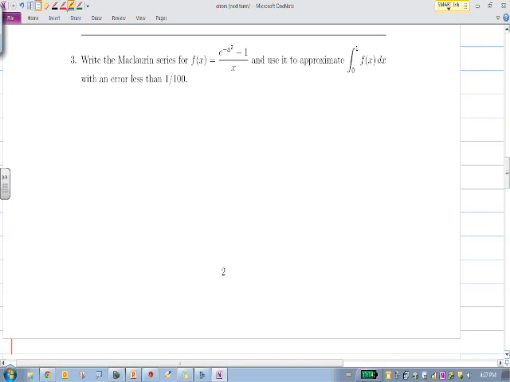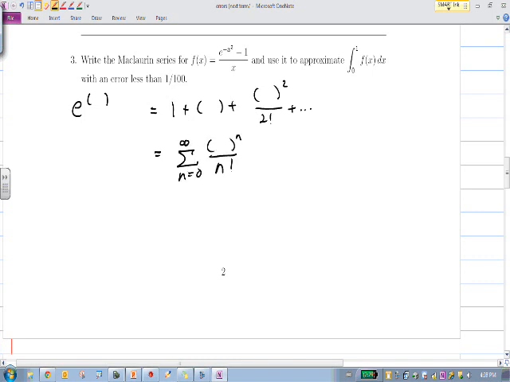So first thing we need to do is form this function f of x. How we want to start is with e, which we know looks like this: 1 plus something squared over 2 factorial plus dot dot dot, which in sigma form looks like this: sigma n equals 0 to infinity something to the n over n factorial. In this particular situation, we're going to plug in negative x squared. So e to the negative x squared. Wherever I see an x, I'm just going to plug in a negative x squared. So there it is.